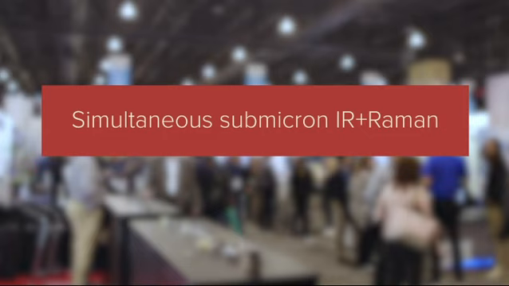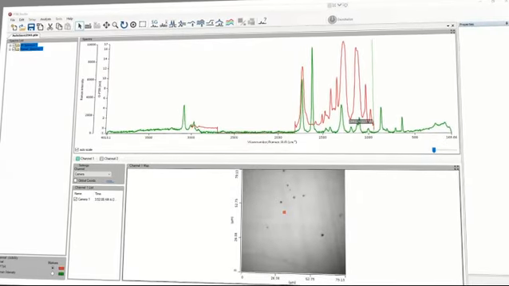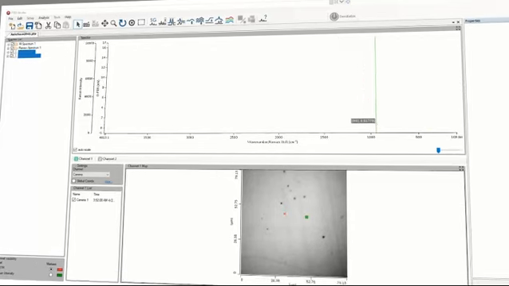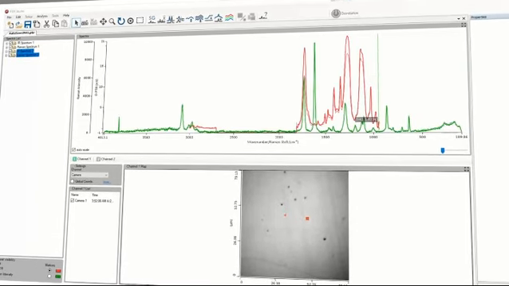I call this the holy grail of vibrational spectroscopy. I'm an old school vibrational FTIR guy, but still to this day, sitting there and collecting spectra and seeing infrared and Raman spectra appear simultaneously is pretty amazing.